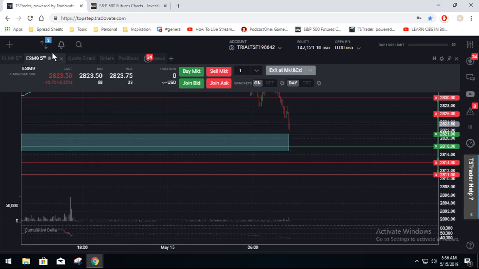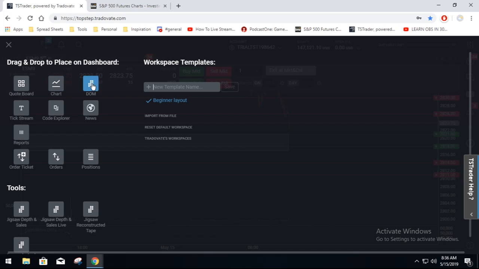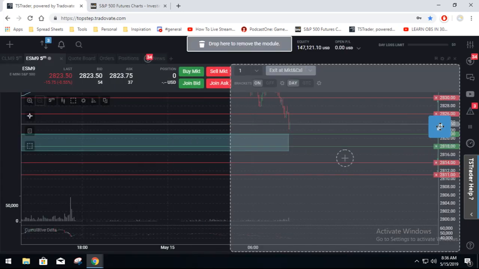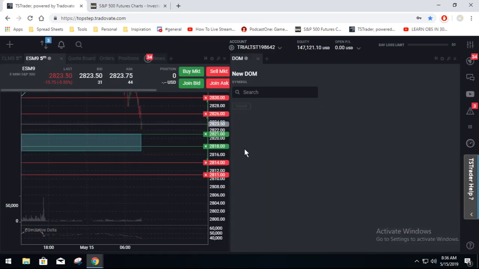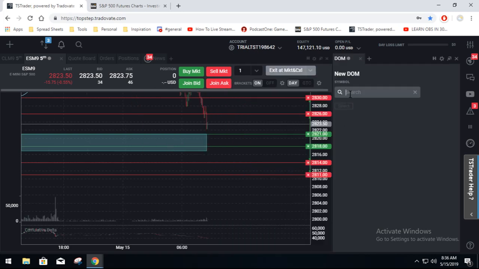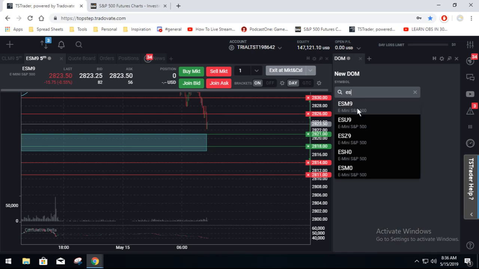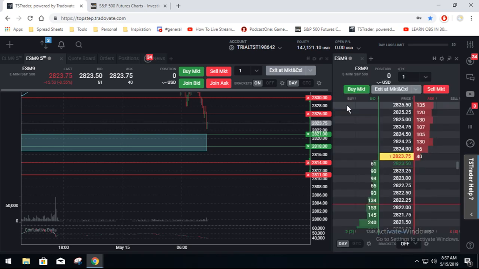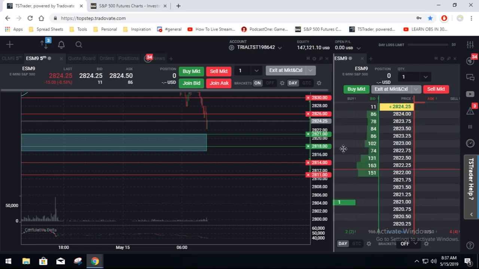If you want, you could always put in your dome, which is not really too much of a difficult thing to put in. M9, make sure you have the right contract so you can track the increase in volume.